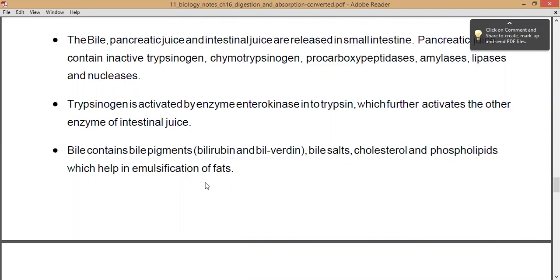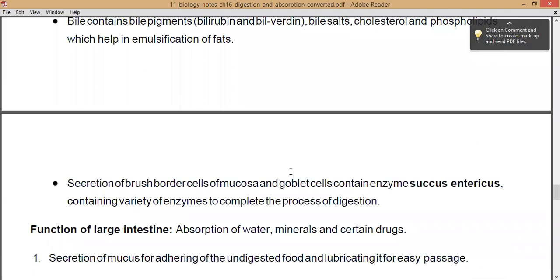So emulsification takes place, that is the digestion of the fats. So the bile juice contains the bile pigments, bile salts, cholesterol and phospholipids, and all of these do the emulsification of the fat. So the bile acts upon the fat molecules, the lipids, and converts them into fatty acids and glycerol, right? Now the secretion of brush border cells of the mucosa and goblet cells, the succus entericus, contains a variety of enzymes to complete the process of digestion.